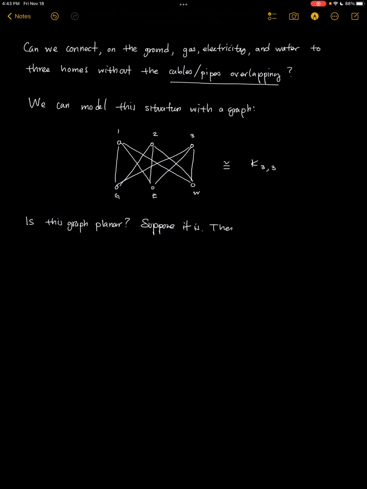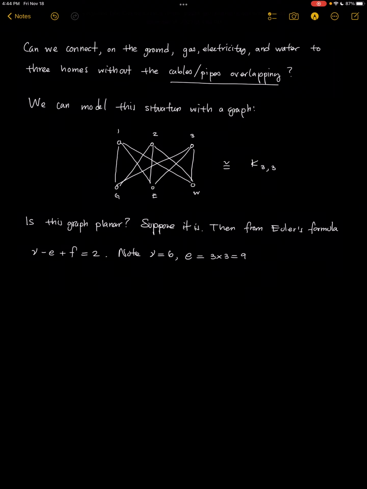Well, then, from Euler's formula, we have that the number of vertices minus the number of edges plus the number of faces is equal to 2, as this is a connected graph. Well, but what do we have in this case? Note that the number of vertices here is 6. The number of edges is 3 times 3, which is 9. And, well, we are not so sure about the number of faces, but let's see if we can impose some conditions.